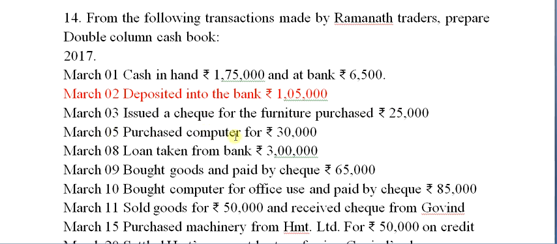March 8th, purchased computer for rupees 30,000. When we are purchasing the computer, here bank or cash is not given, so we need to consider it as cash itself. How much? 30,000. So our cash balance reduces by 30,000.